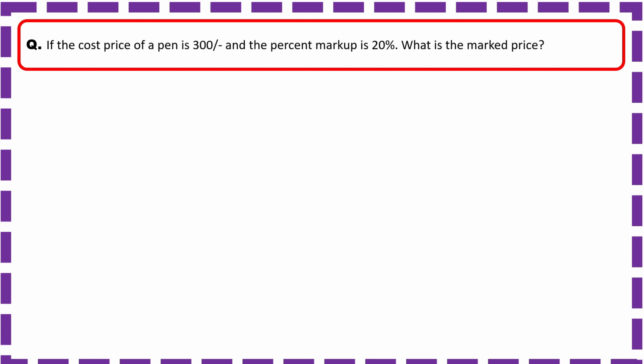If the cost price of a pen is 300 and the percent markup is 20%, what is the marked price? So the cost price is 300, right? This is the cost price, and the markup is 20% of cost price, 20% of 300. So what is 20% of 300? It's 60, right? So this is the cost price, this is the markup. So what is the final marked price? Marked price is 360.